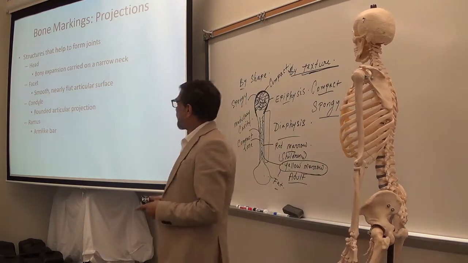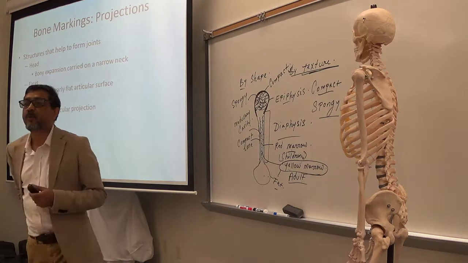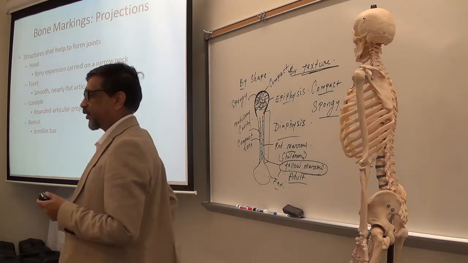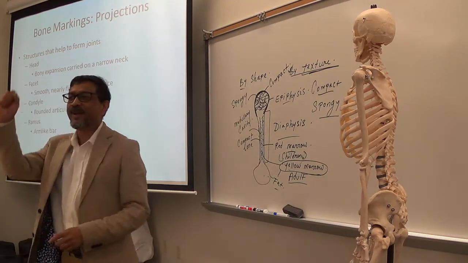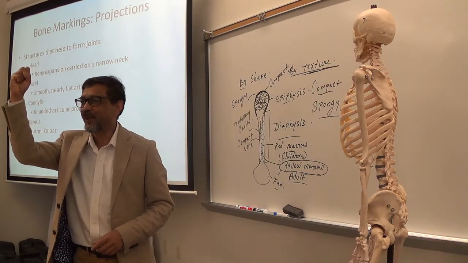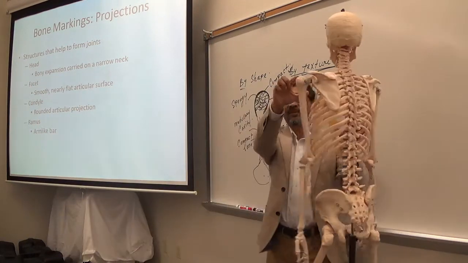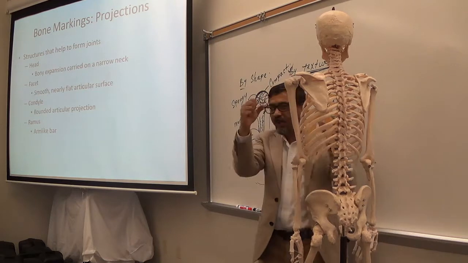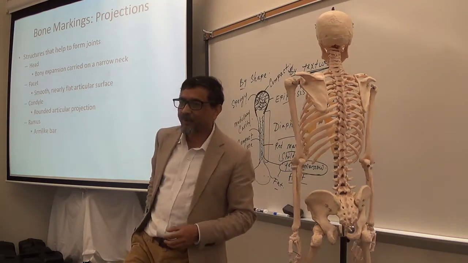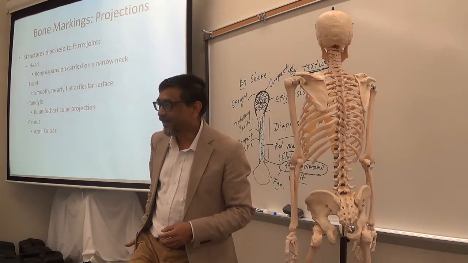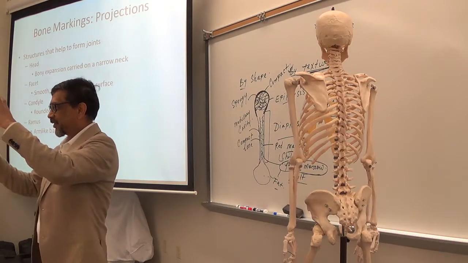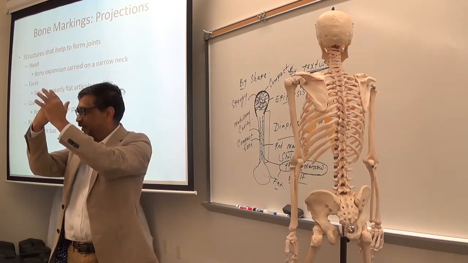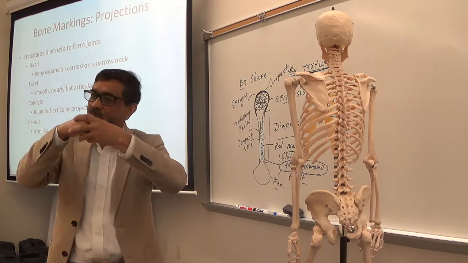Now, the structures that help to form the joints. Some structures are to form the joints. A very good example is the head of the humerus. This is the head of the humerus. Which joint does it form? The shoulder joint, right? Head of the humerus forms the shoulder joint, we know that. Head of the femur forms what? Hip joint, right? You know the socket, acetabulum, head of the femur. Here is the glenoid cavity, right? Head of the humerus. So the head is to form a joint.